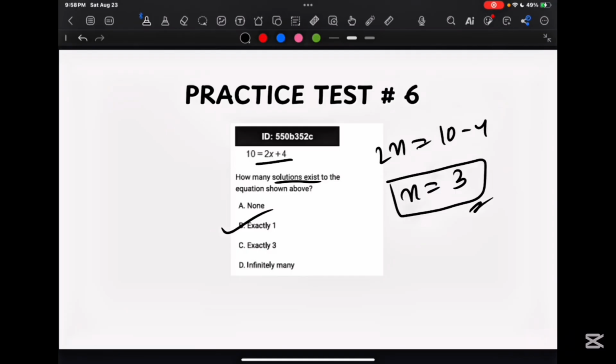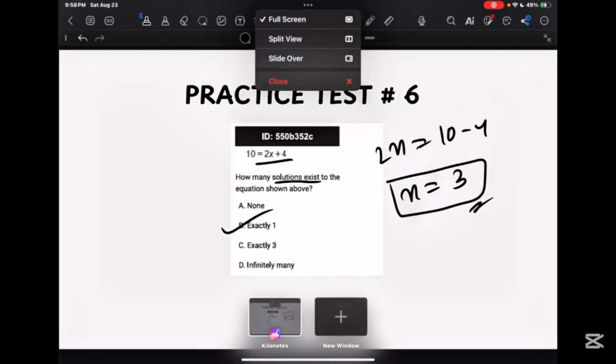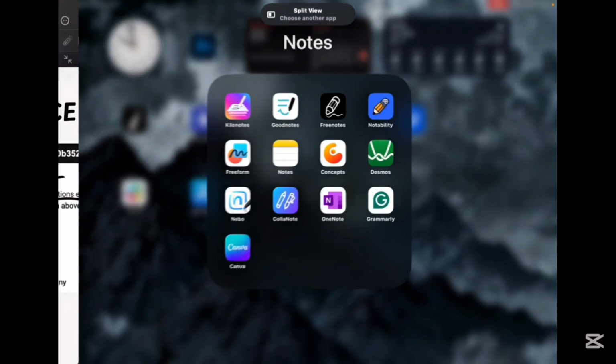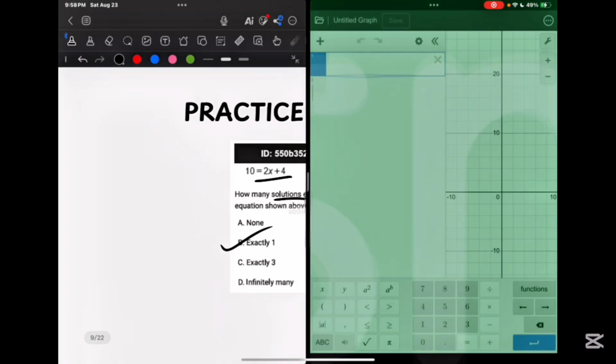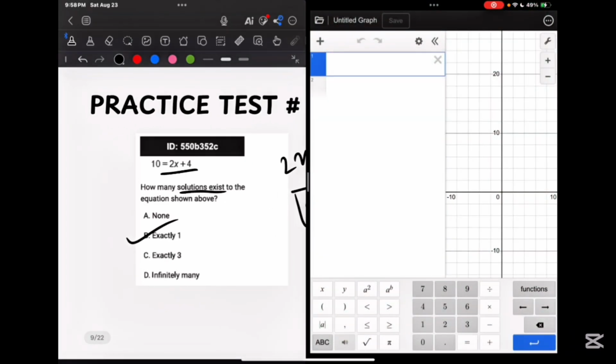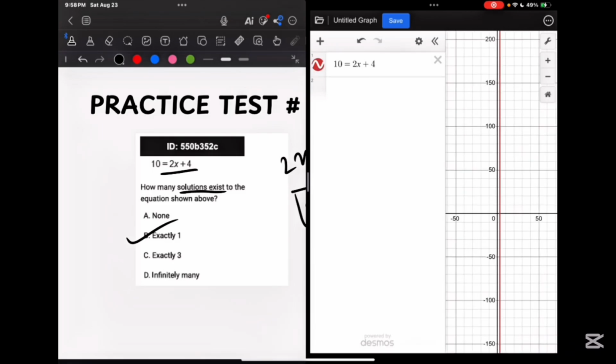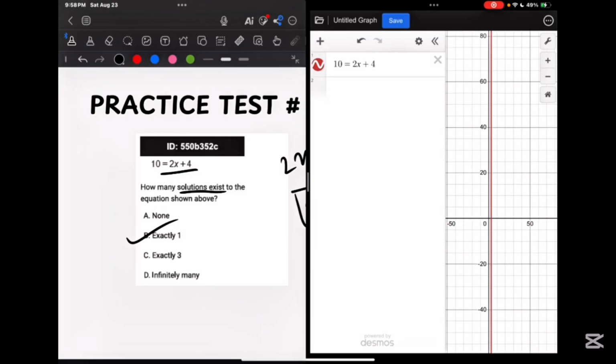Also, you can solve this same question using Desmos. Let me just show you guys. So basically what you can do is just type in the equation and then you can see that Desmos is going to generate a graph. Yep. And you can see x equals 3 and there is just only one intersection point. So it is going to be B.